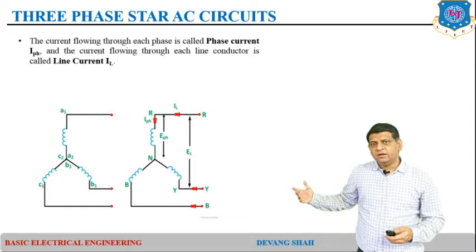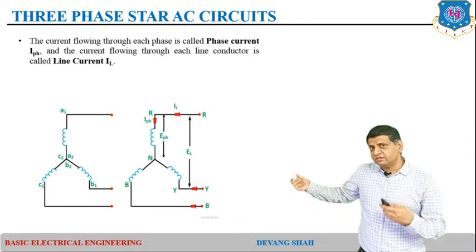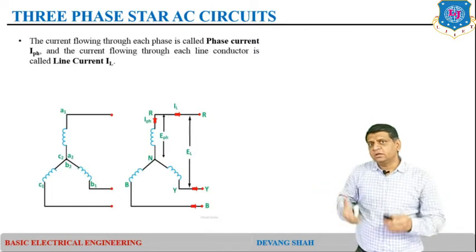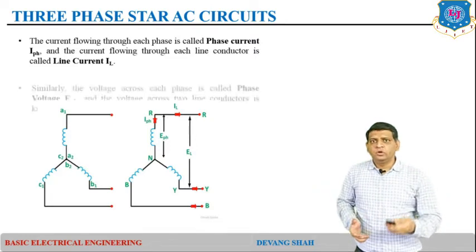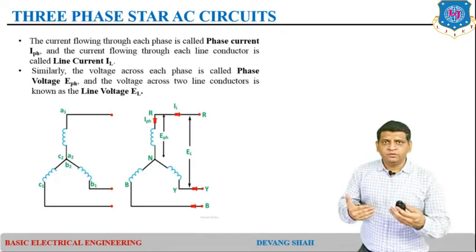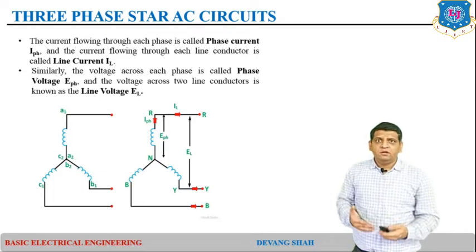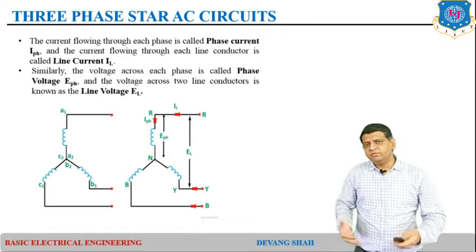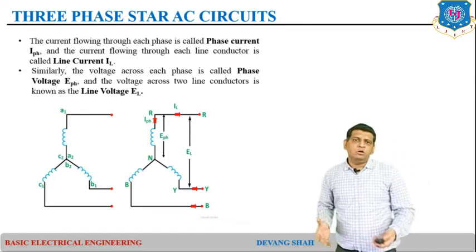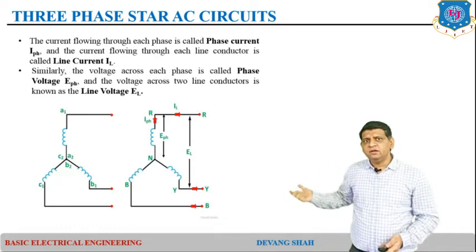Here you can see IPH is the current flowing through the phase, which is the red phase, and IL is the current flowing through the line. In the same way for voltages, the voltage across each phase is defined as the phase voltage EPH, and the voltage across two lines we define as the line voltage EL or VL. So IPH, IL, and in the same way EPH and EL.